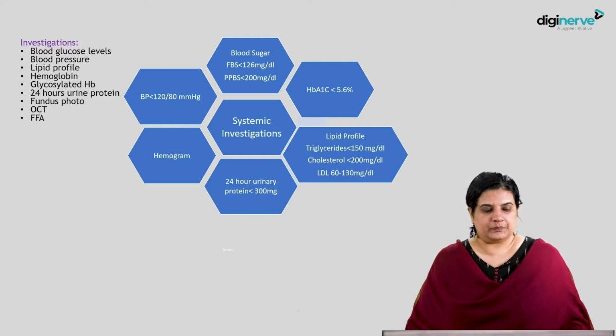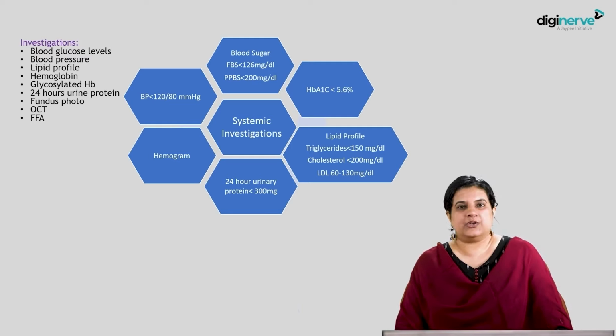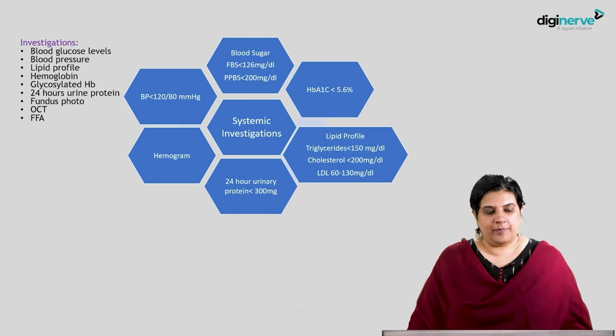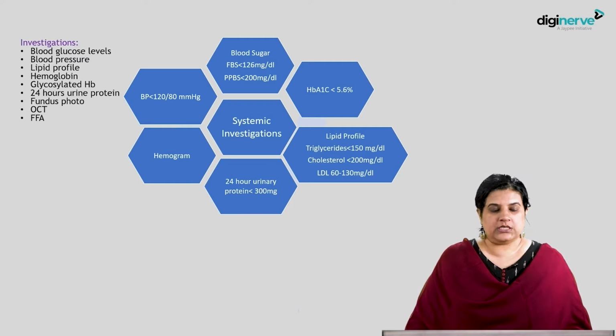Certain investigations that are required and that would help you to plan your therapy are blood glucose levels, both fasting and postprandial, blood pressure profile, fasting lipidogram, hemoglobin as well as glycosylated hemoglobin, 24-hour urinary proteins, a fundus photograph, a fundus fluorescein angiography, and an OCT of the macula.